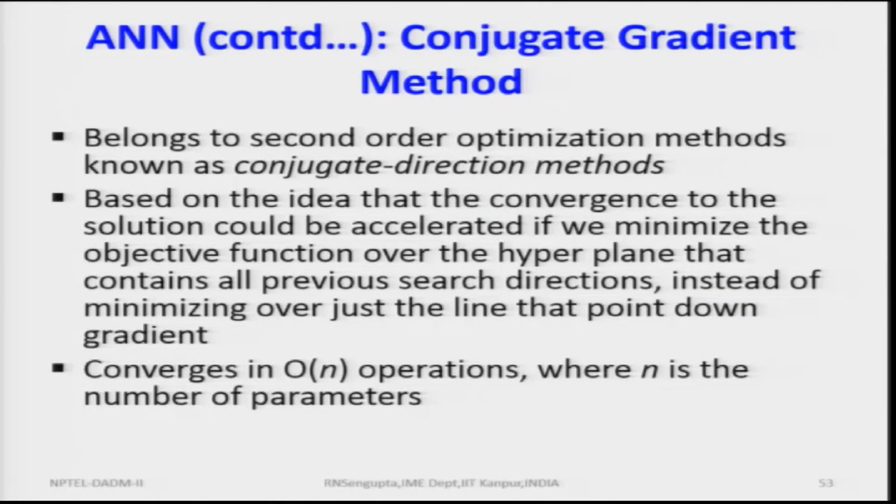So, let me continue reading it. If we minimize the objective function over the hyperplane that contains all previous search directions instead of minimizing over just the line that points in the downward direction, we will basically combine the partial derivatives to find out the rate of change. The convergence is of order n, where n is basically the number of parameters based on which we are trying to fit.